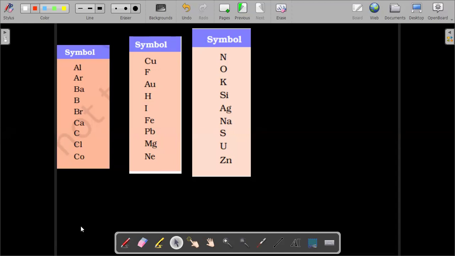Pranav, correct him. Sharvan will tell. Sharvan, what does I stand for? Iodine. No, it's not iron. This is iodine. It's iodine.